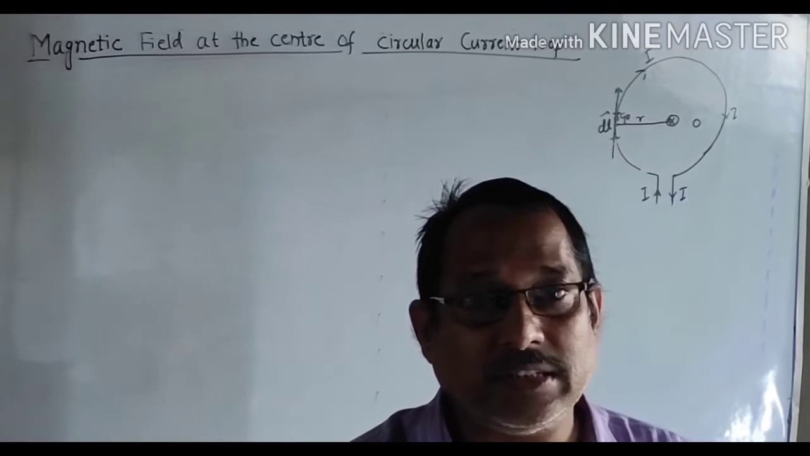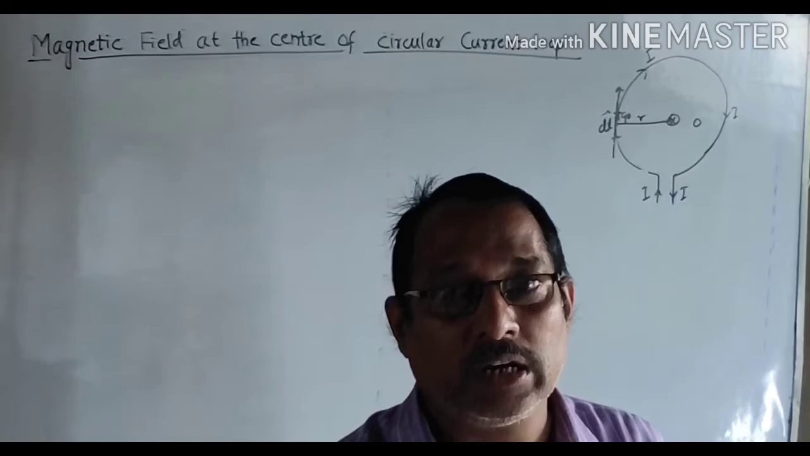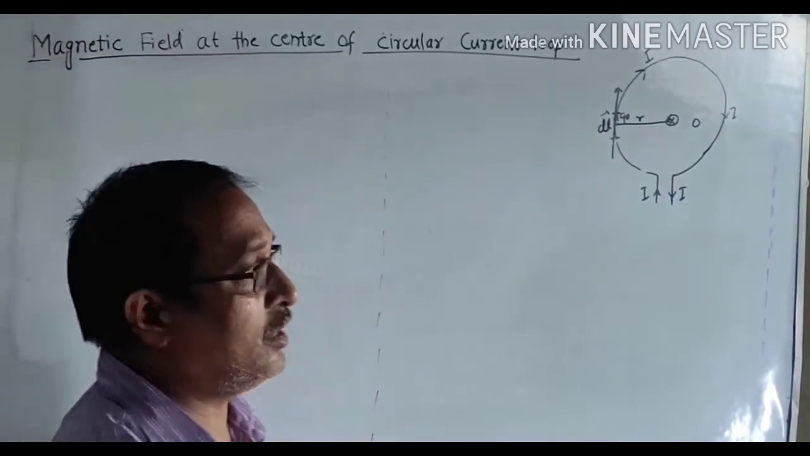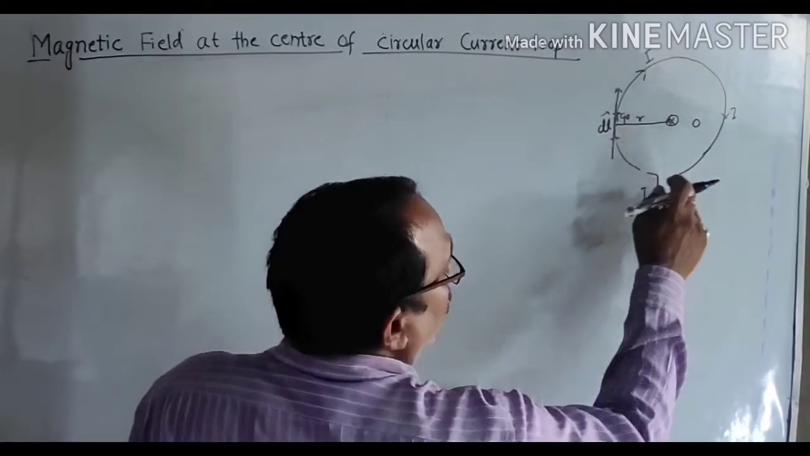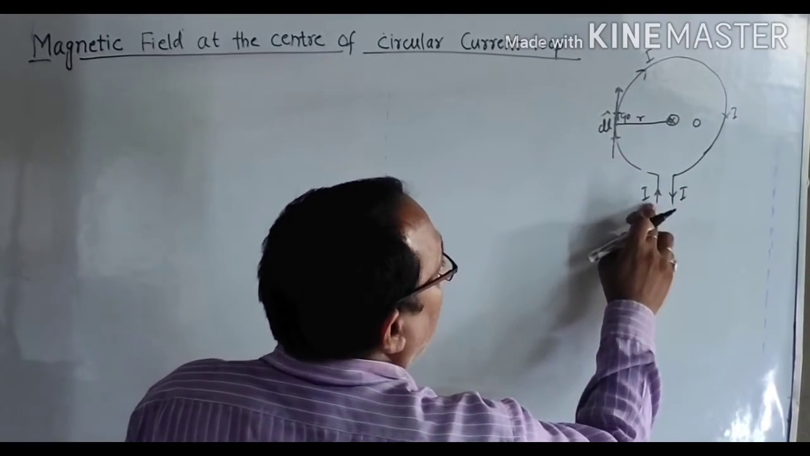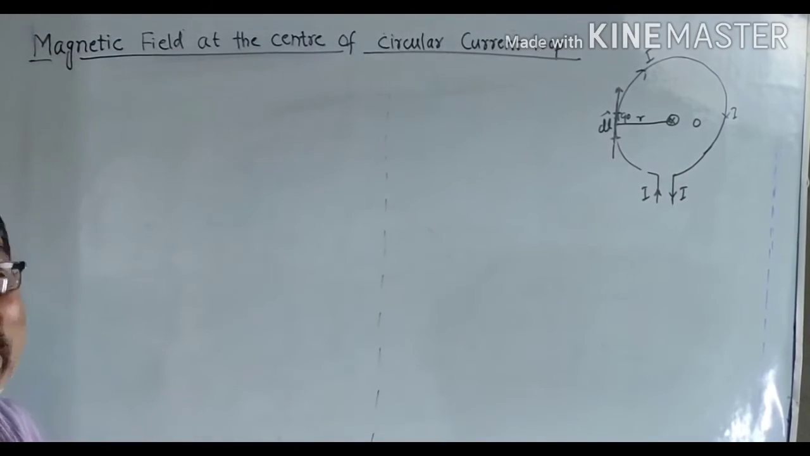Let's start our discussion on the magnetic field at the center of a circular current loop using the Pathshala law. For this purpose, suppose we have assumed a circular current loop carrying the current I. We want to find out what will be the magnetic field at the center.